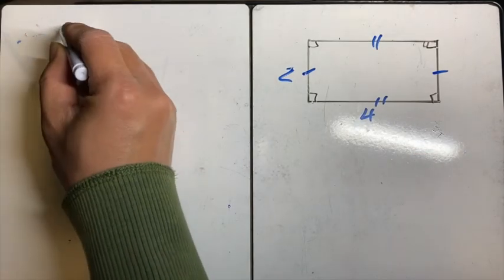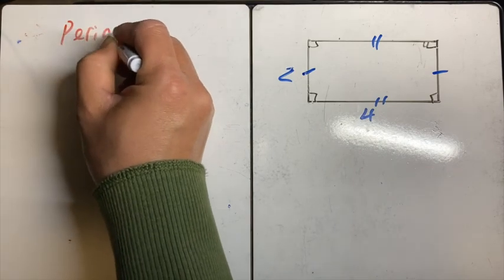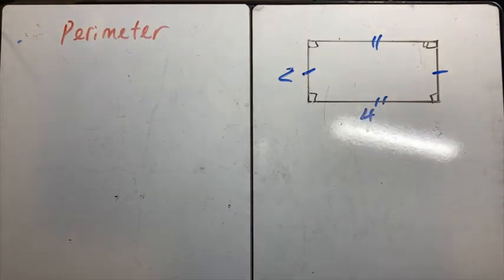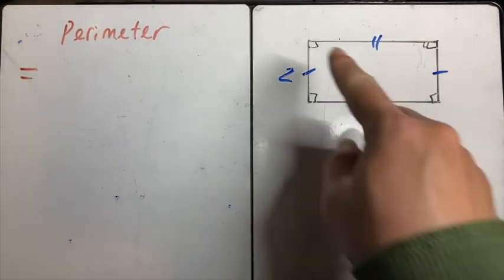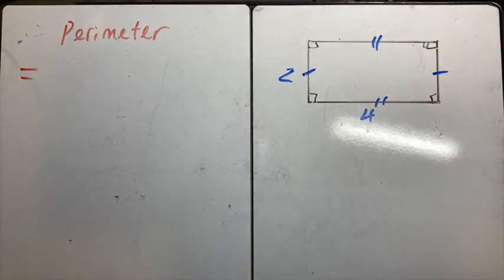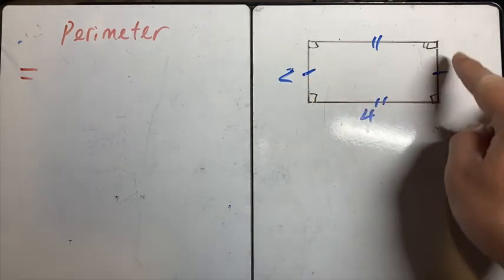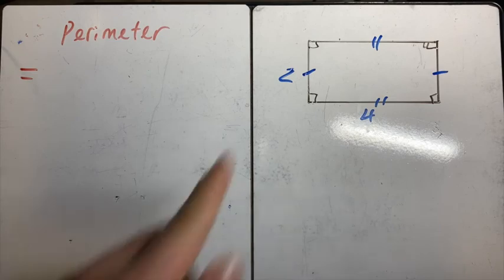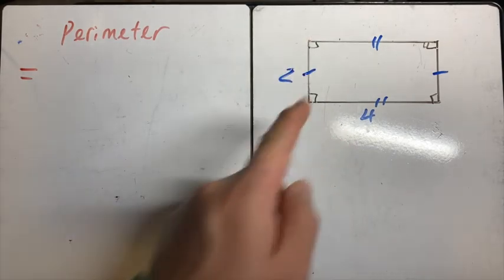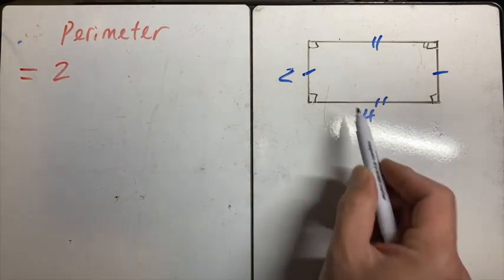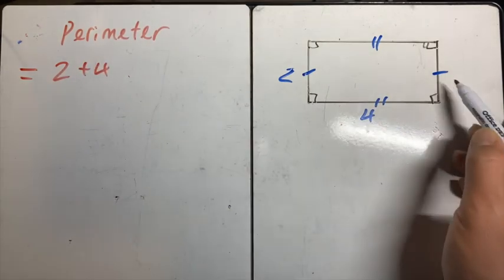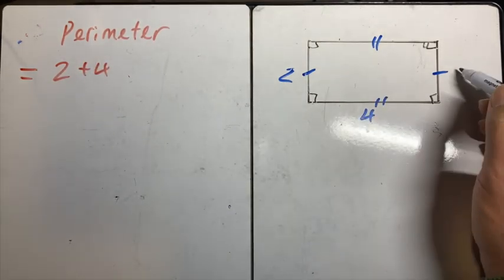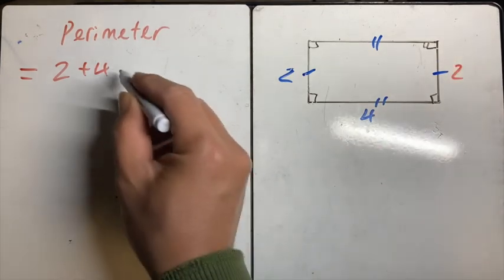and we are going to find the perimeter of this rectangle. Okay, so the perimeter is the length of the boundary of the rectangle, or we say the perimeter is the distance around the rectangle. So we know that this length is 2 inches. So I'm going to put 2. This side is 4. So I'm going to add 4 more. And how about this side? Because they are congruent, this is also 2 inches. So I'm going to add 2 more.